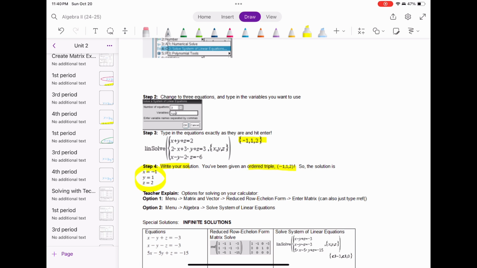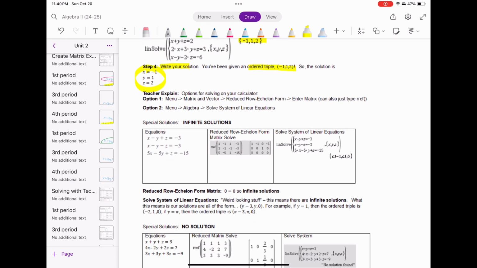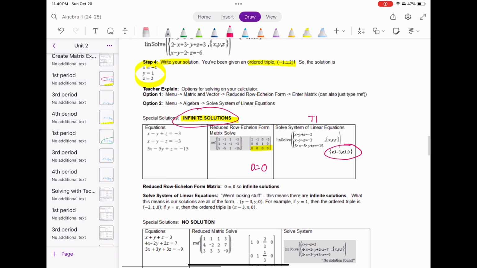Now I do want to go over a little bit of the special solutions. So you know when you get infinite solutions from a REF matrix, right? You get 0 equals 0 on the last row. But from a TI calculator, if you get crazy stuff like this, then that means infinite solutions. And if you want an explanation, I wrote a short one here.